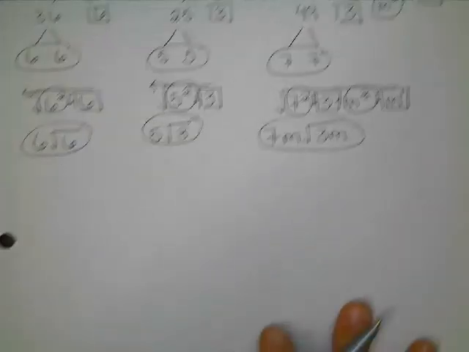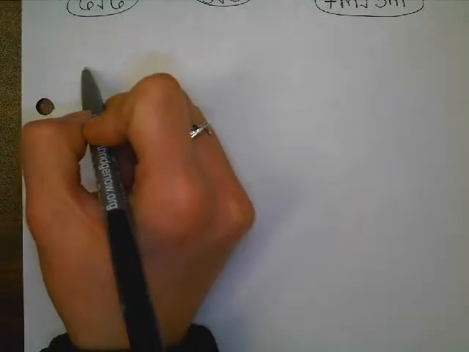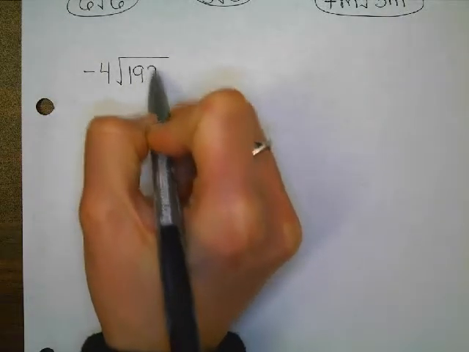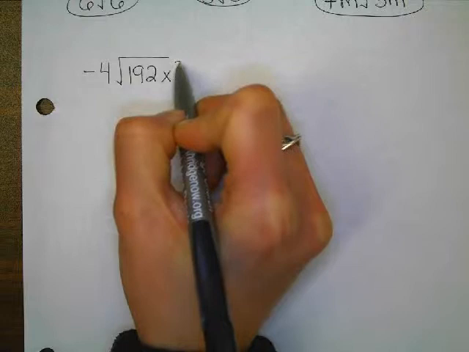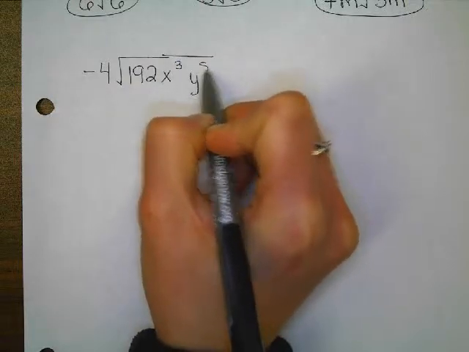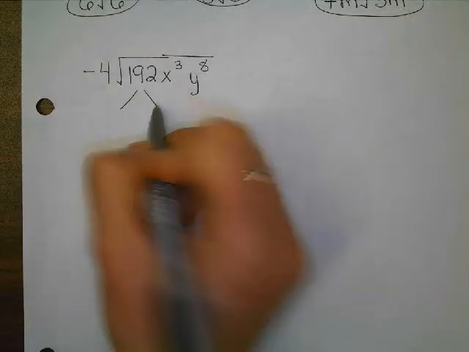Let's do another one. Let's say we have -4 radical 192 x cubed y to the 8th. Alright, so again, keep in mind you just want to have squares, so I need to break down this 192 into a perfect square.